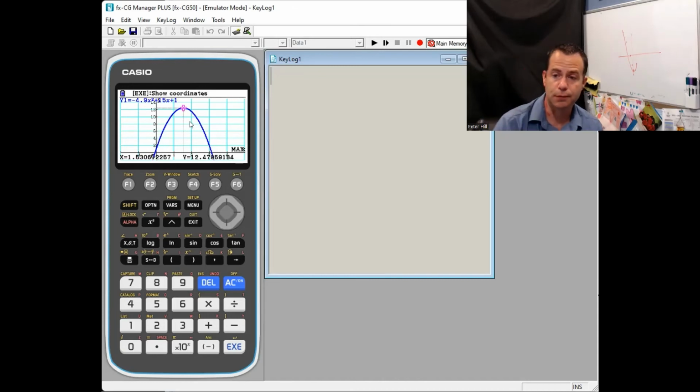Then it will ask you for right bound. And so you'll press the right button until your cursor is over to the right of the hump, and then hit enter. And then it'll ask you if you want to guess, and you don't care about that, so you hit enter one more time, and then it'll give you the same thing. Okay.